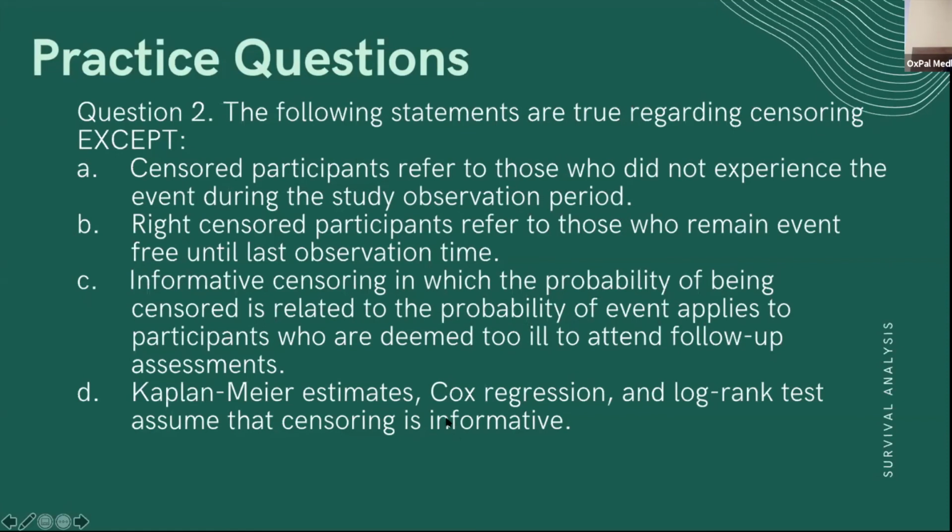So the assumption is that censoring here is non-informative, meaning the probability of being censored does not relate to the probability of the event. The example again of non-informative censoring is finishing the follow-up period, completing the study period without experiencing the event. So A is correct. Censored participants refer to those who did not experience the event during the study period. B is also correct. Right censored participants are those who remain event-free until the last observation time, meaning they finish the study time and they haven't experienced the event.